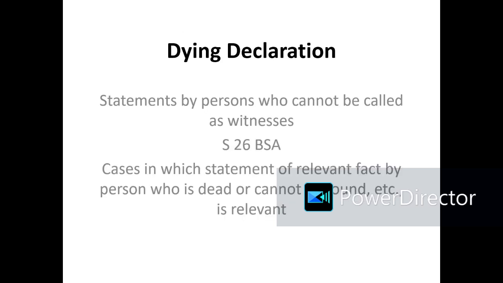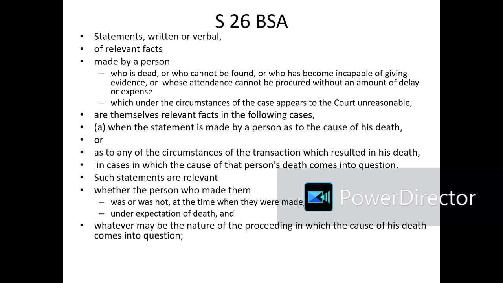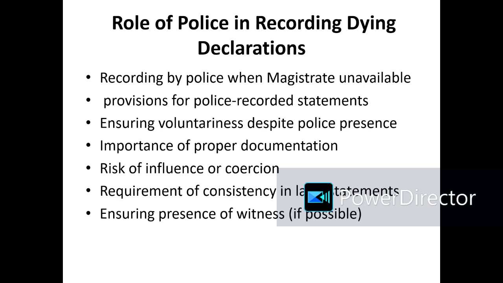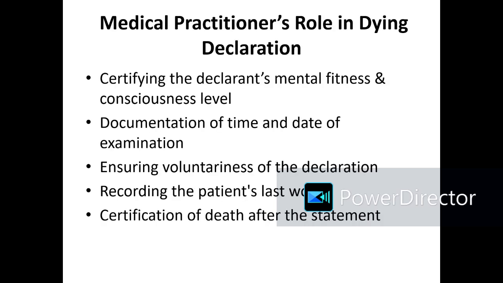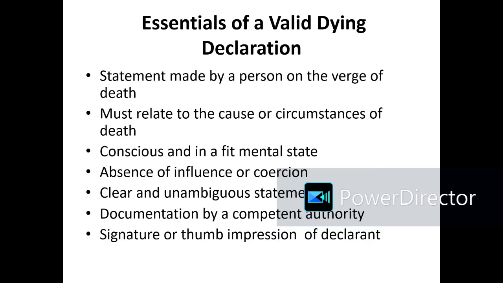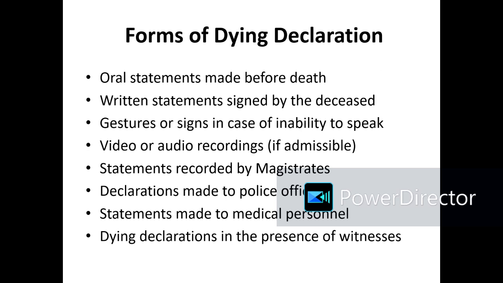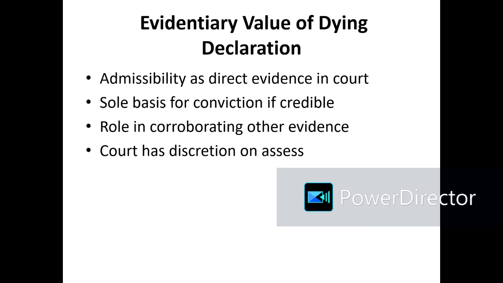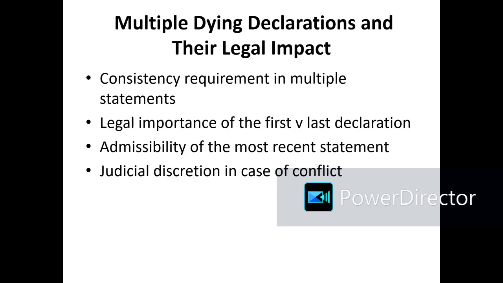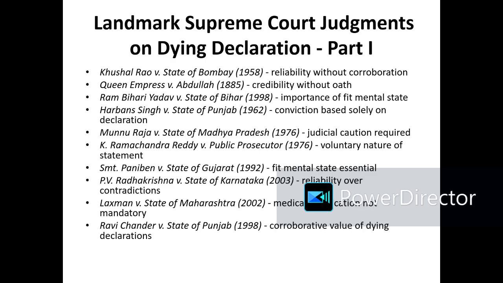Now coming to the evidentiary value of the dying declaration, its admissibility is equivalent to direct evidence, and in extreme cases the dying declaration, if deemed credible and reliable by the honorable court, carries so much weightage that it can become the sole basis for conviction without any corroborative evidence backing it. So a dying declaration can be a sole basis for conviction, provided it is deemed credible and reliable by the honorable court. The court has the power to assess the credibility and reliability of the dying declaration, and finally the dying declaration can also be used to corroborate other evidence or other statements in the honorable court during the proceedings.